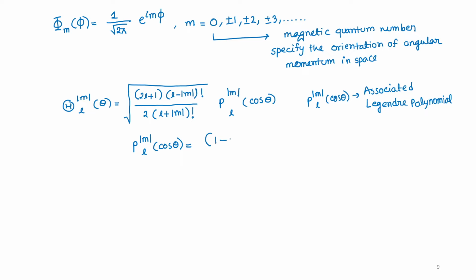So this is 1 minus cos square theta. For simplicity I will write z here: (1 minus z square) to the power m by 2, d to the power modulus of m, d z, and this P_l(z).